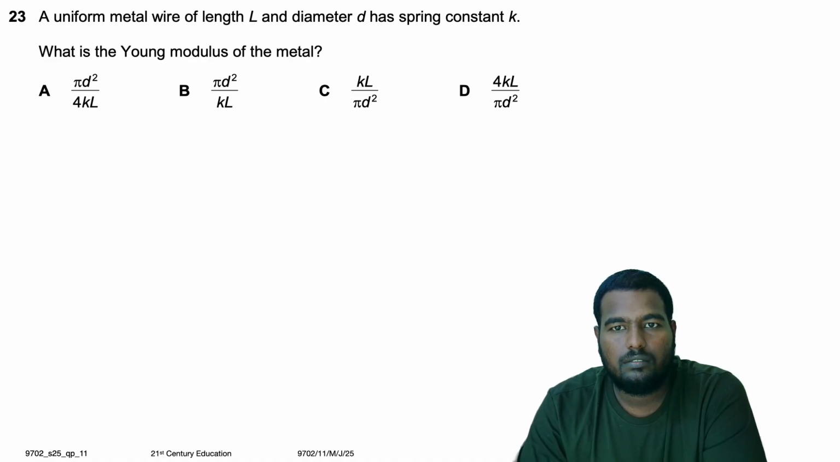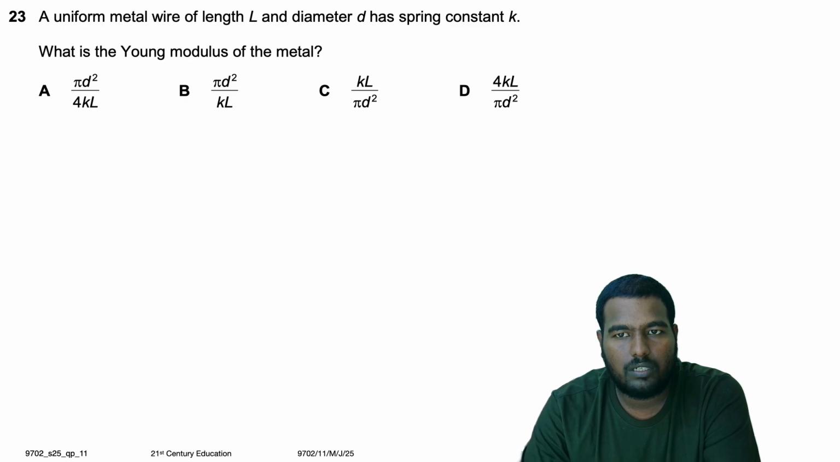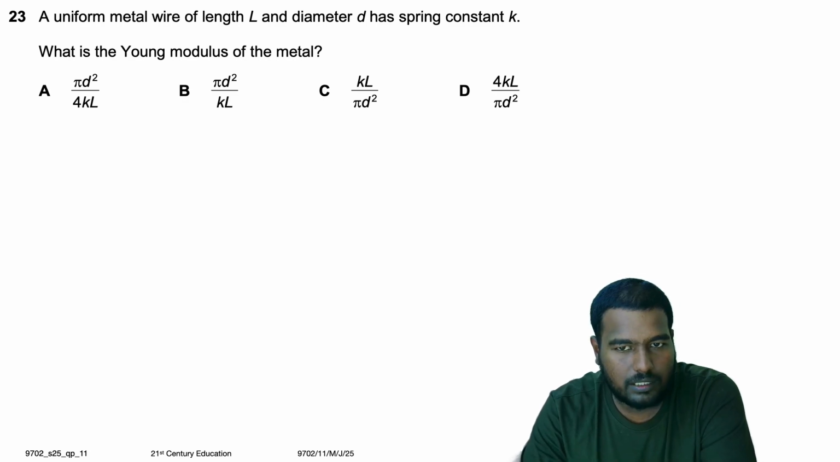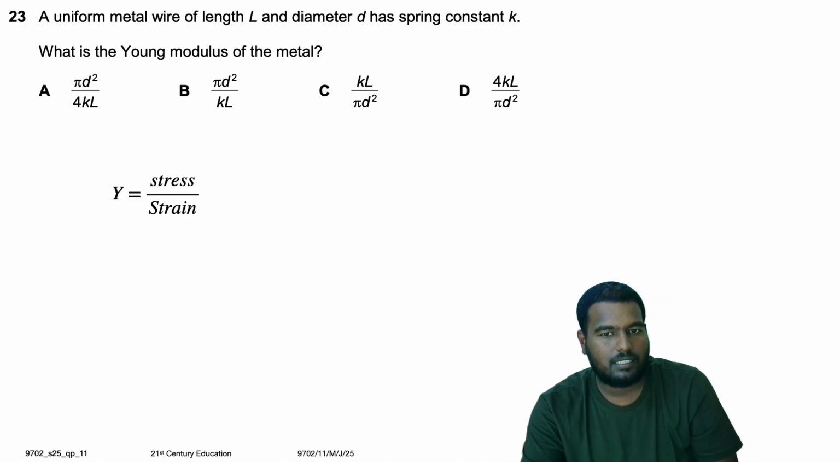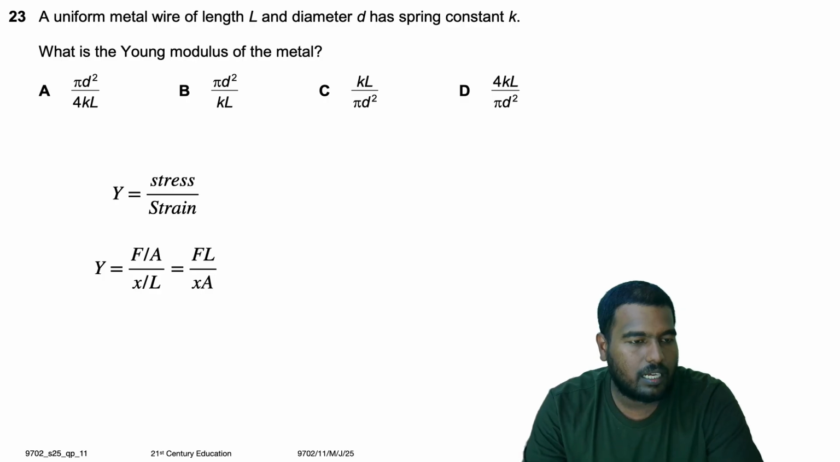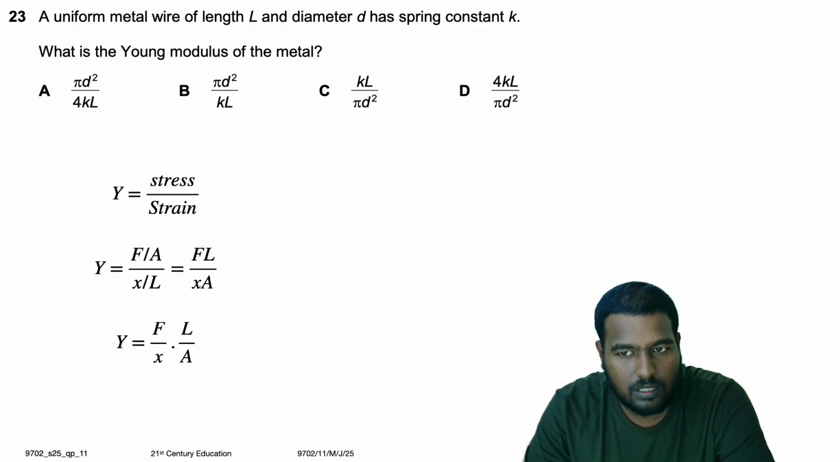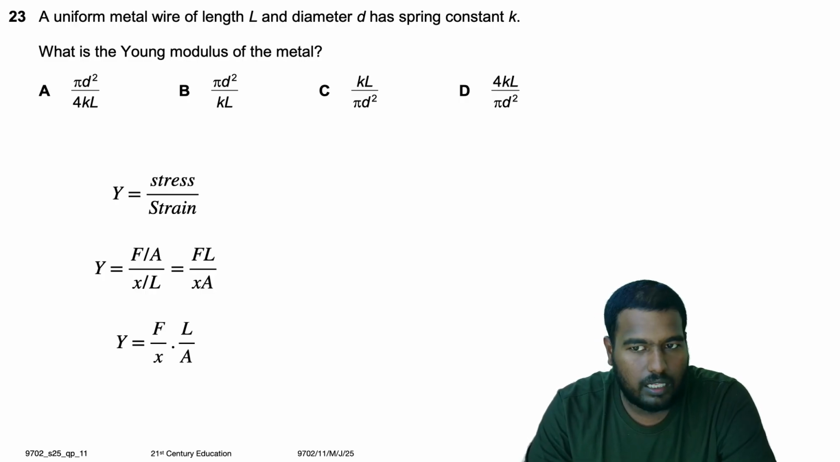A uniform metal wire of length L and diameter D has spring constant K. What is Young modulus of the metal? Young modulus is stress by strain. Stress is force by area. Strain is extension x by L. If you rewrite this equation, L goes to the numerator, A comes to the denominator, so FL divided by xA. We can separate this into F divided by x, into L divided by A. F by x is spring constant K.